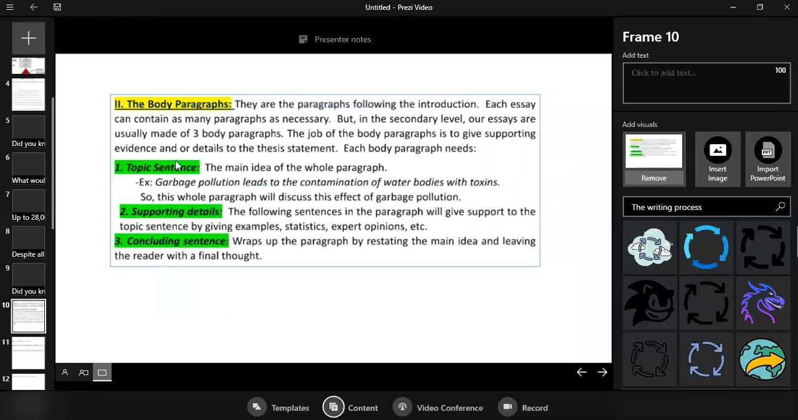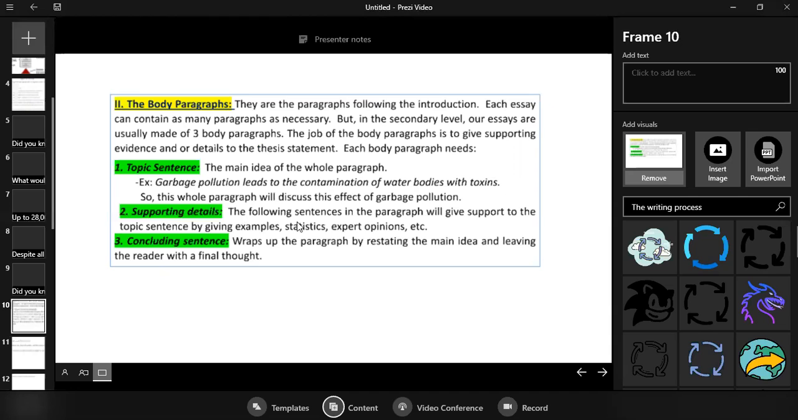Okay, but every body paragraph, as Hamad said, needs to begin with a topic sentence. The topic sentence, of course, the first sentence, needs to tell me what this very paragraph is going to discuss. Example: garbage pollution, as I said, leads to contamination of water bodies with toxins. Here I need to give examples. For example, the Litani River, how it has been contaminated by farms and industries dumping their garbage and sewage. The beaches of Lebanon contaminated by plastic, etc.